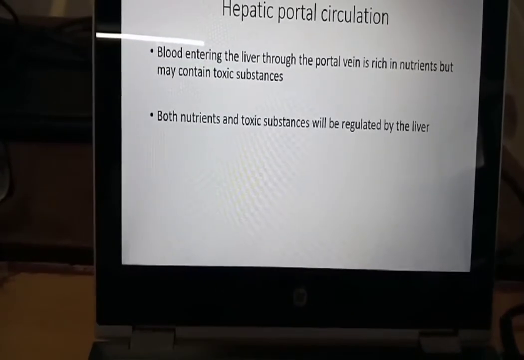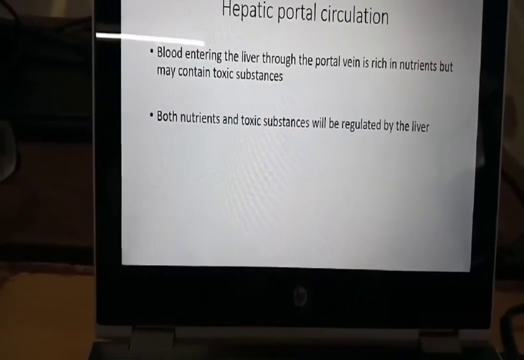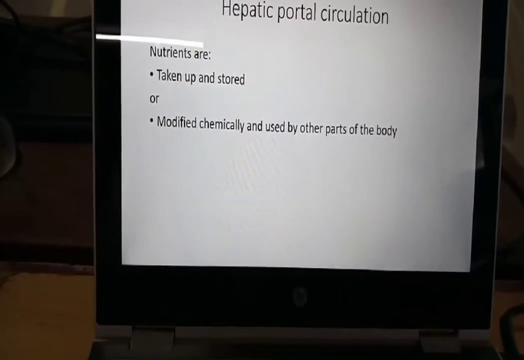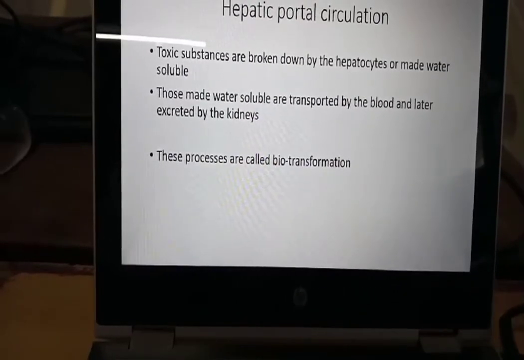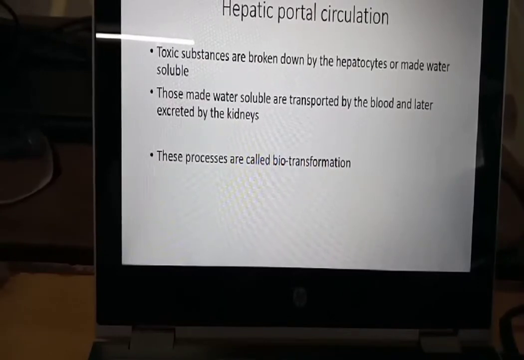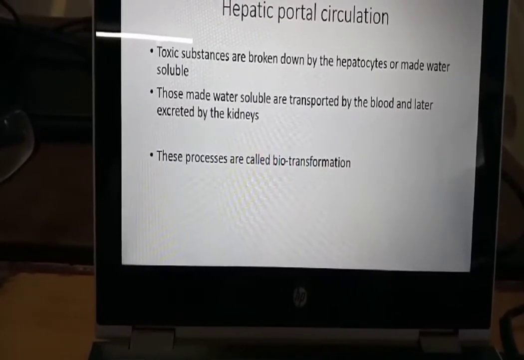Okay. The blood entering the liver through the portal vein is rich in nutrients but may contain toxic substances. Both nutrients and toxic substances will be regulated by the liver. The nutrients are taken up and stored or modified chemically and used by other parts of the body. Toxic substances are broken down by the hepatocytes or are made water soluble. They dissolve in the water and are transported by the blood and later excreted by the kidneys. This process is called biotransformation.